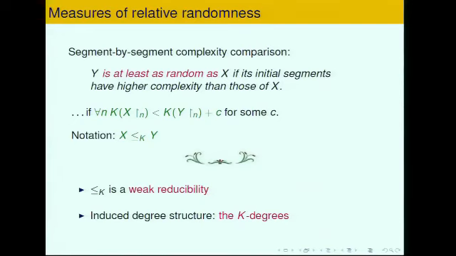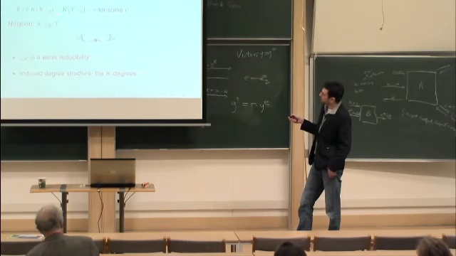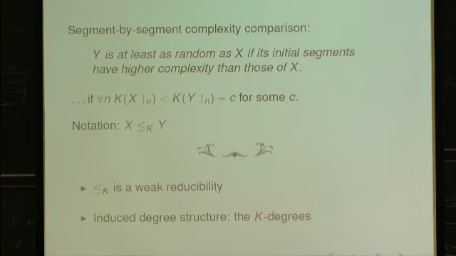We can say that y is at least as random as x if its initial segments have higher complexity than, or at least as high as, those of x. It's just an inequality. So if for some constant, constants are always involved, right? In fact, they give sigma 3 definitions of all these notions. For each n, the complexity of the first n bits of y is higher than the complexity of the first n bits of x minus a constant. So the notation is this, and sometimes this is called the K-reducibility.